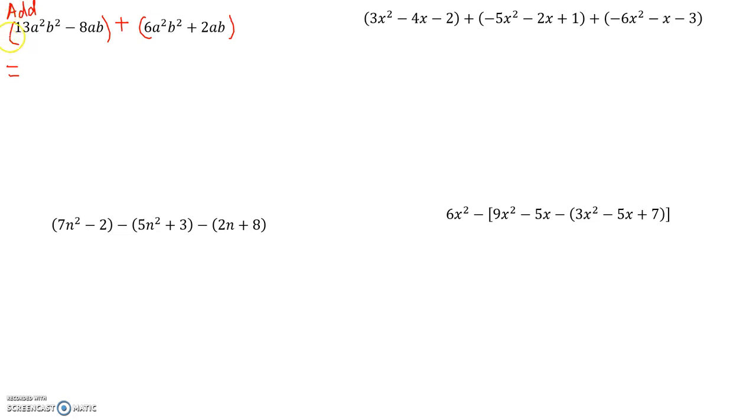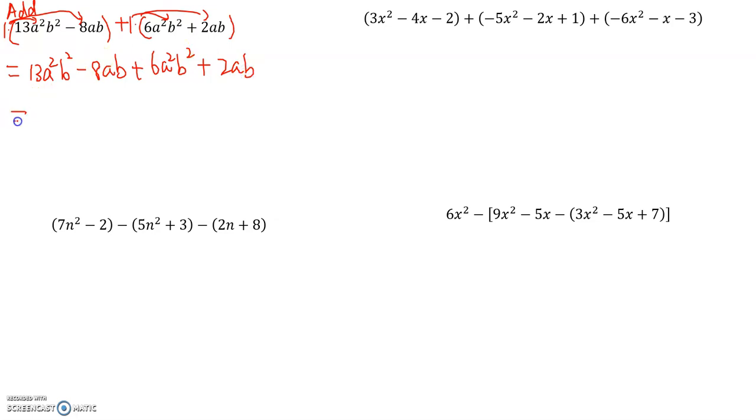And notice that on the outside of parentheses, there's nothing. You can put a 1 there if you want to, but when you distribute a 1 to the inside, it doesn't change anything. So we are going to get exactly the same thing. 1 times 13a squared b squared is itself, 1 times negative 8ab is itself, and plus 1 times 6a squared b squared is itself, and plus 2ab.